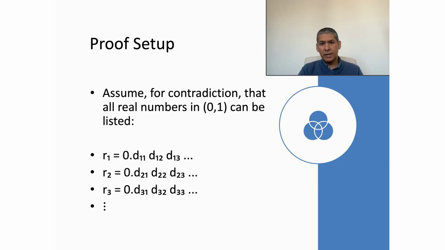Let us understand Cantor's proof here. Cantor's proof is a proof by contradiction. So we assume, for the purpose of contradiction, that all real numbers in the range 0, 1 can be listed in some ordering, such that the first real number R1 is represented by the digits D11, D12, D13. R2 is represented by D21, D22, D23, etc. Again, we do not know what that ordering is. We just assume that there is such an ordering.